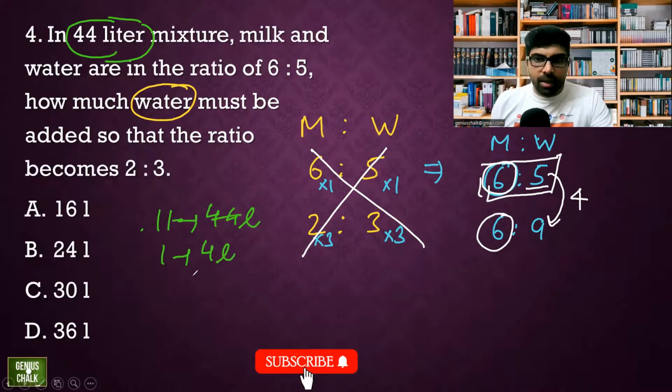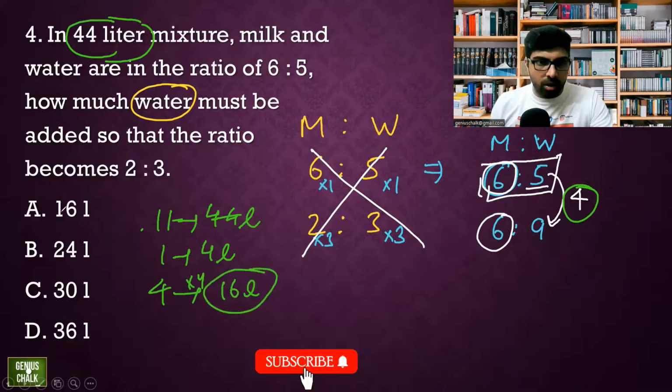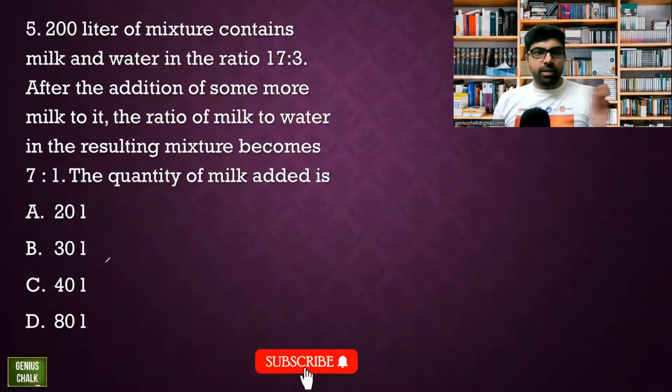11 fours are 44. What are we adding? We are adding 4 units. So 4 units will be 4 into 4, that is 16 liter. So my answer is option A. Right? I hope I am clear. Let's move on to the next.